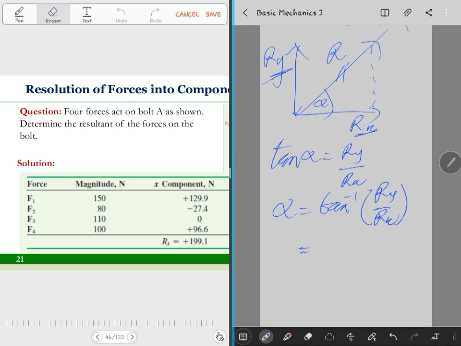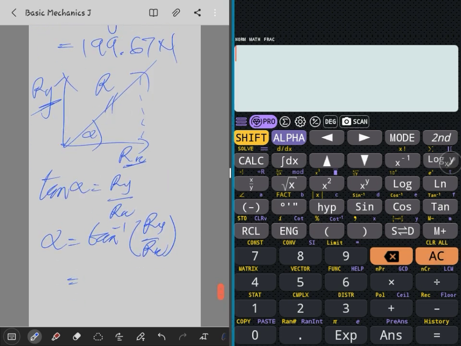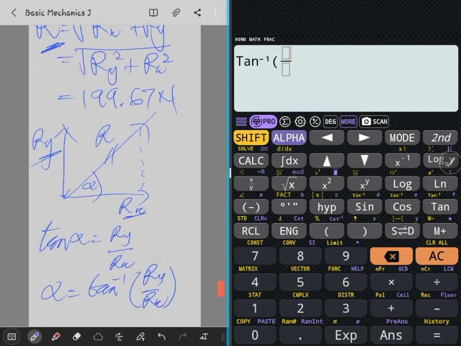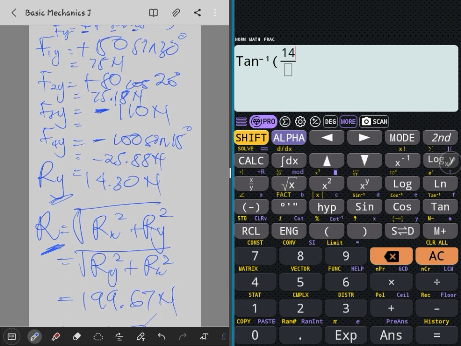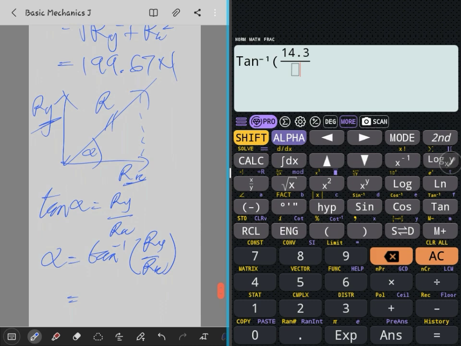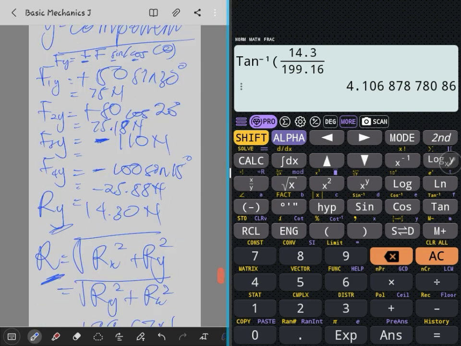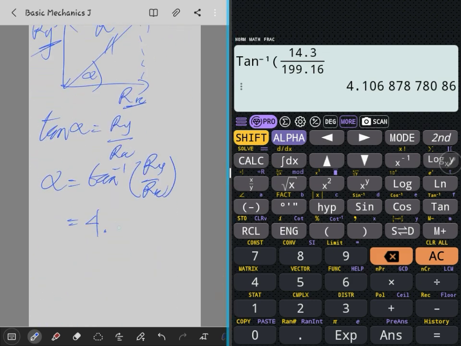So let's see what we are getting. Most of the time it's good to know where you are going so that you have your procedure set already. That way you are fine. You can just go straight, knowing what you need to get what you want, right? You know you have everything already. So Ry is 14.3, right? And then Rx is 199.16, right? Yeah, so this is what we have. So we end up getting our alpha to be 4.1. Most of the time when it comes to angles, we usually make them whole numbers, right? So it can be 4 degrees basically, right?